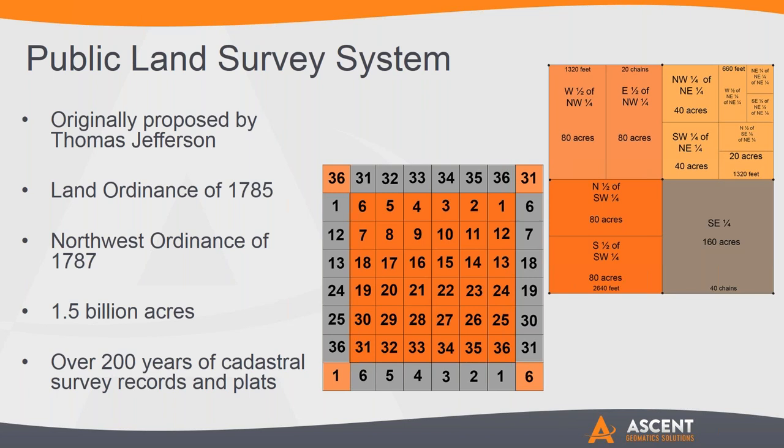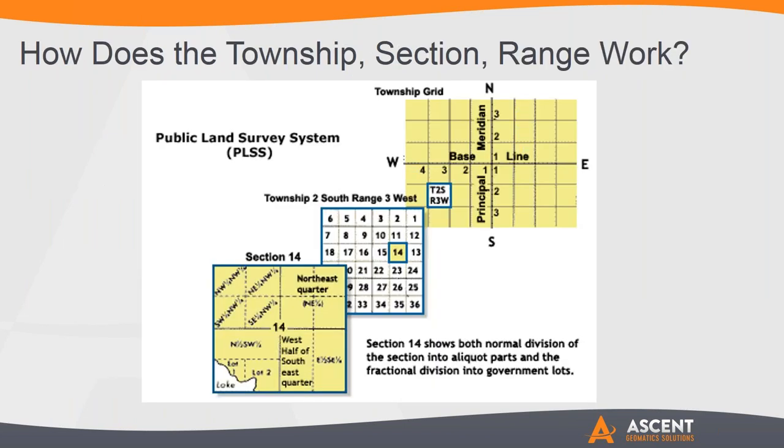Yeah, great. Well, let's talk a little bit more about this township, section, range. You hear that a lot: township, section, range. So how does range factor into this? Well, there you can see that principal meridian and the baseline that I was talking about. So we call those 36 sections a township.